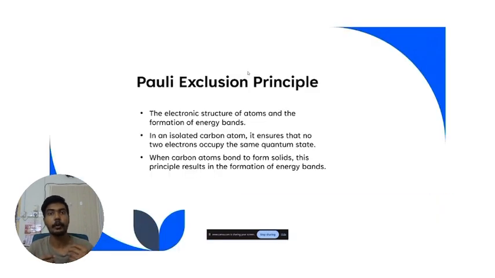So this is regarding the Pauli exclusion principle. It is the electronic structure of the atoms and the formation of energy bands. That's what it explains. In an isolated carbon atom, it ensures that no two electrons occupy the same quantum state. When carbon atoms bond to form solids, this principle results in the formation of energy bands.